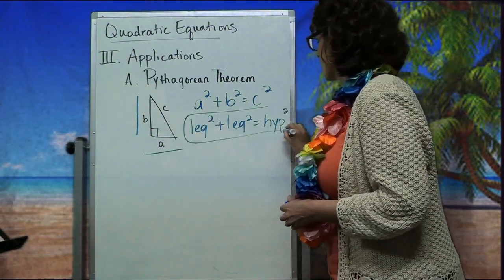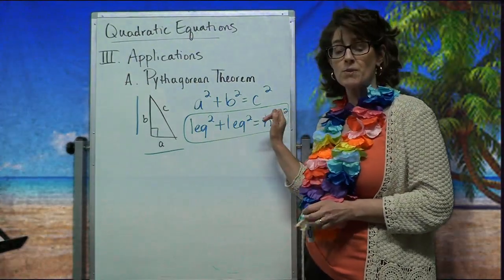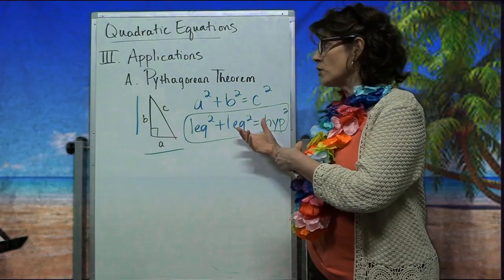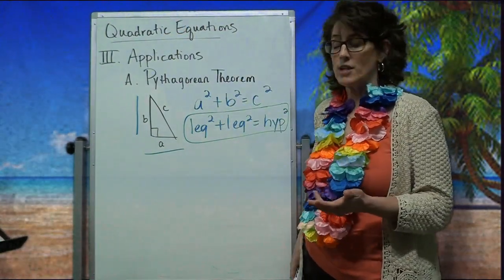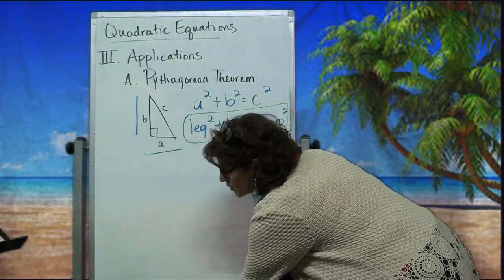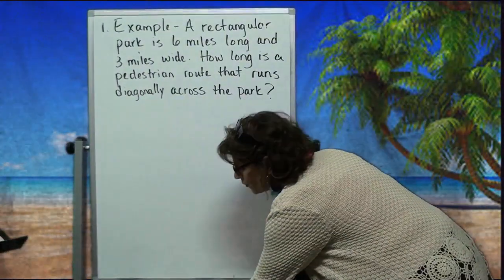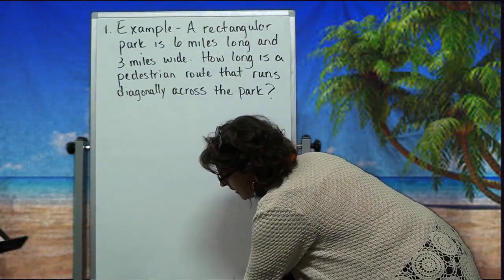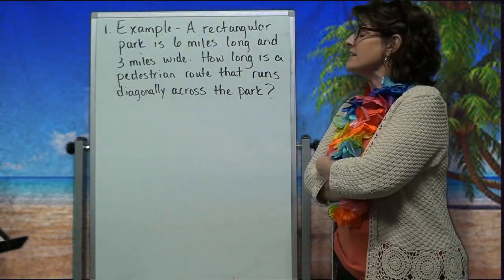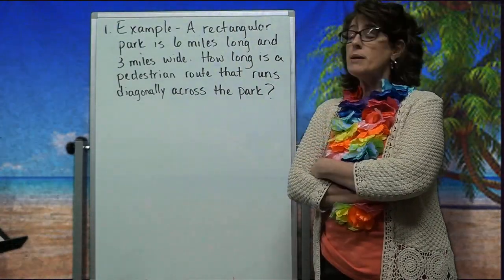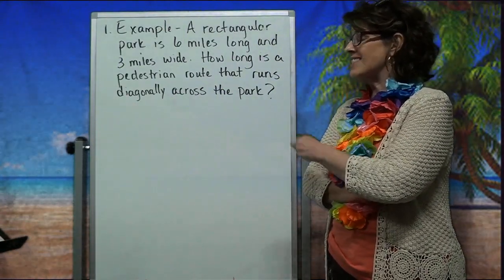So here's your Pythagorean theorem, but you'll notice that within it, I've got squared terms. This is where the Pythagorean theorem likens to, or is used within, the idea of quadratic equations. So let me give you my first example of an application where I'm not going to do a curve at all. In this application, I've got a rectangular park that is 6 miles long and 3 miles wide, and I want to know how long a pedestrian route is that runs diagonally across the park.